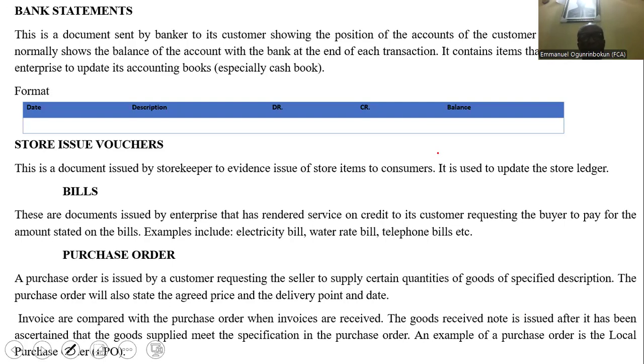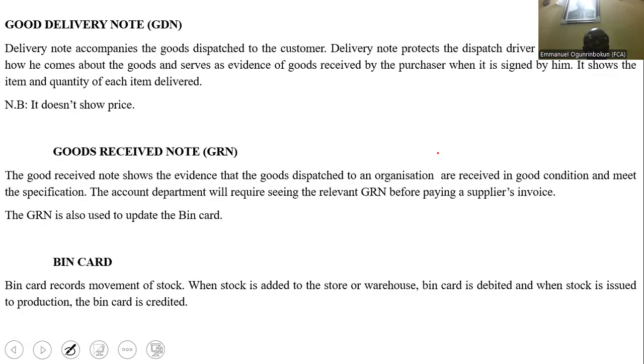Then we also have the bank statement. This is something that you are used to. Bank statements used to be printed, but now you're having it electronically, which shows how money comes into the bank account of the customer, and how the bank has issued it. We are going to talk more about this when we get to bank reconciliation. We have the store issue voucher that is used in the store, the bill, the purchase order; all these you'll see as we move ahead. When we get to the transactions of inventory in later modules, we are going to dwell more on this. The bin card is used for recording movement of transactions in and out of the business.